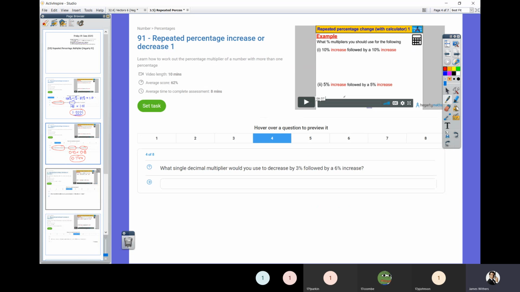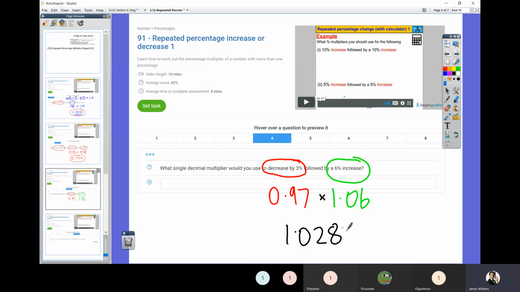Again, question 4 is exactly the same idea. Single decimal multiplier, 3% decrease. So that's 0.97, and then a 6% increase will be 1.06, and then just multiply those together. 0.97 times 1.06, we get 1.0282. So if you've done well on number 89, those questions up to there should be a doddle, because you're just working each of them out and then multiplying them together.